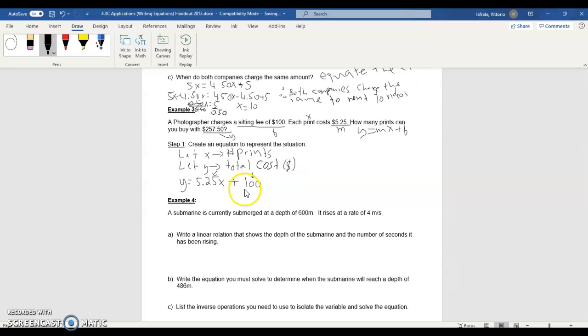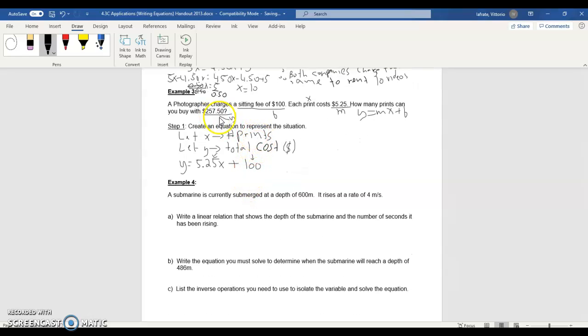Now the question is not quite done, because the question was asking, how many prints can you buy if you have this much money? So this was really just part A of the question. Part B of the question is now find X when Y is equal to $257.50. So we're going to let Y equal $257.50. And then we're going to replace or substitute that into our equation we came up with.